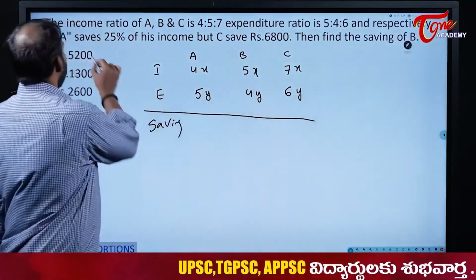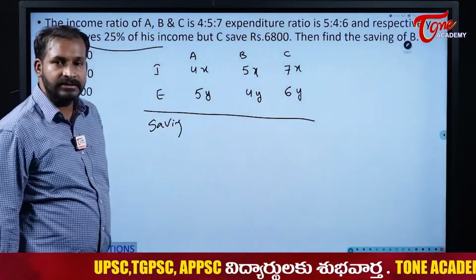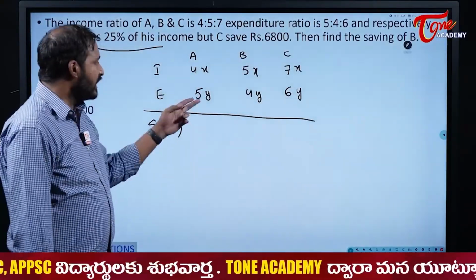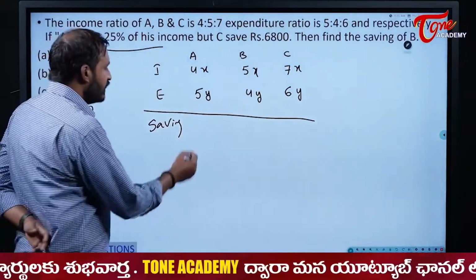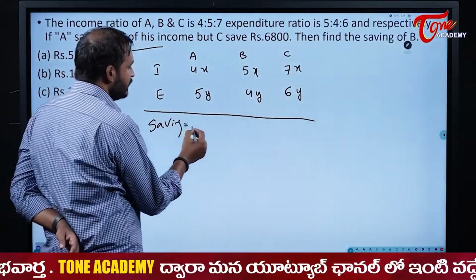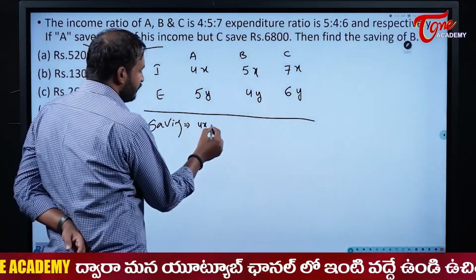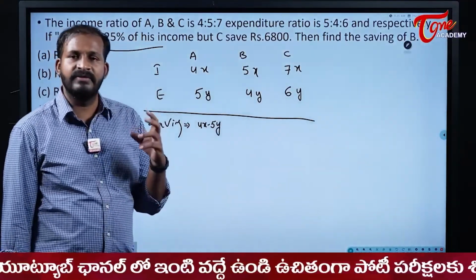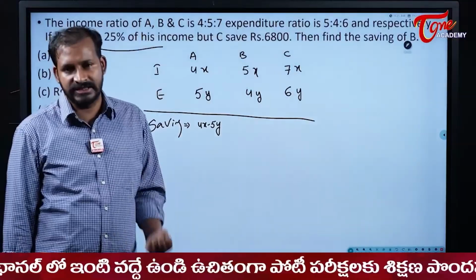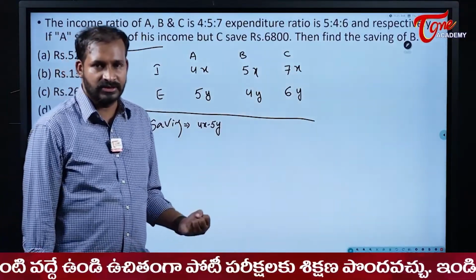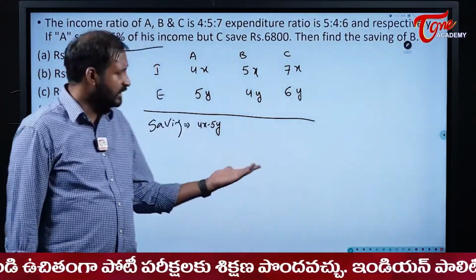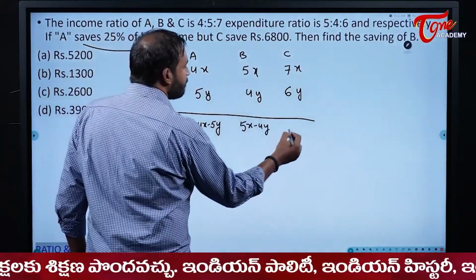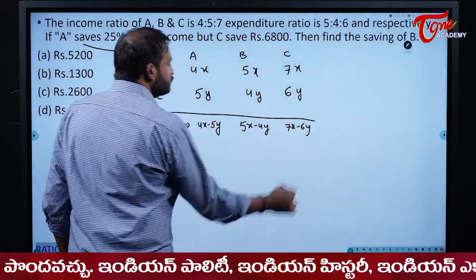Now see here, A saves 25% of his income, right? His income is actually 4x and his expenditure is 5y. So what is the savings in this case? 4x minus 5y. For this type of problems, the shortcuts we can use are very, very few. Definitely we should go with the traditional method only. Sometimes we may have choices, but in this case we don't have any such choice. So 5x minus 4y, 7x minus 6y.